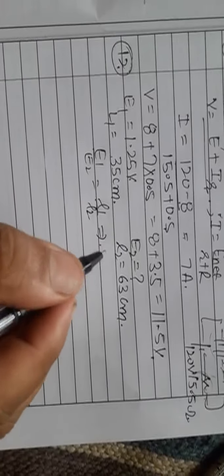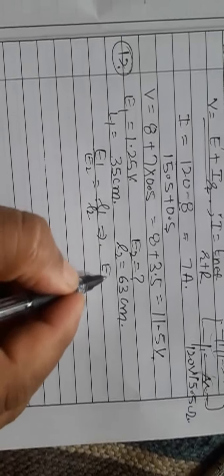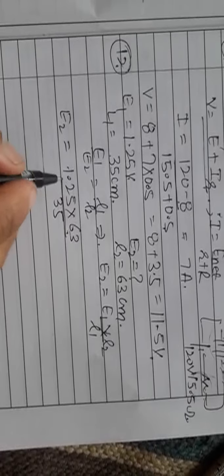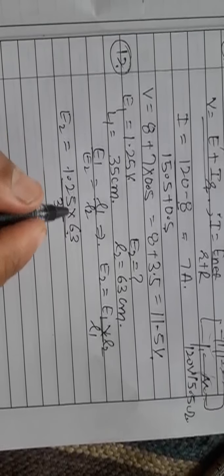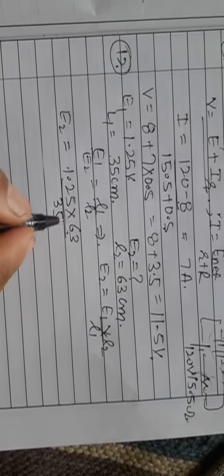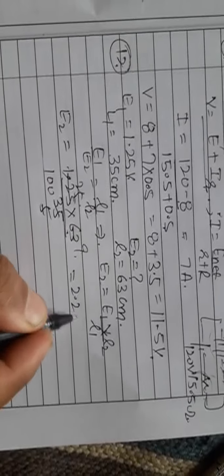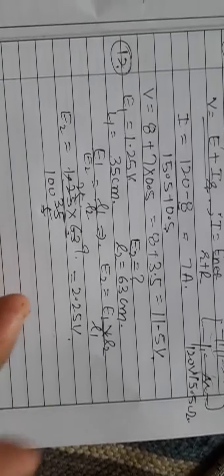If you solve this, you get E2 will be equal to E1 L2 divided by L1. And what is the value now? E1 was 1.25, L2 is 63 and L1 is 35. So when you solve, cross multiply, after solving you get 2.25 volt as the answer.